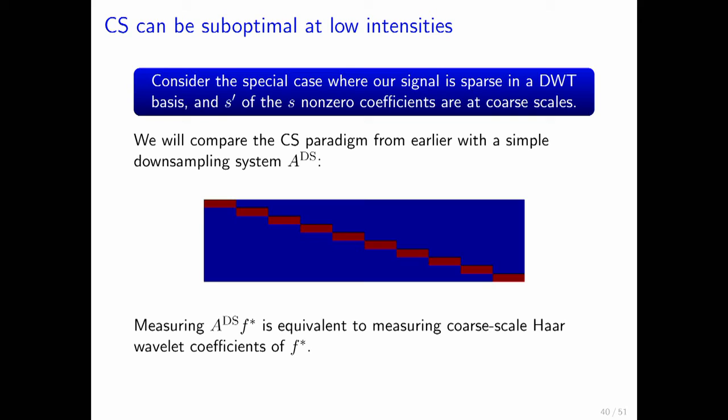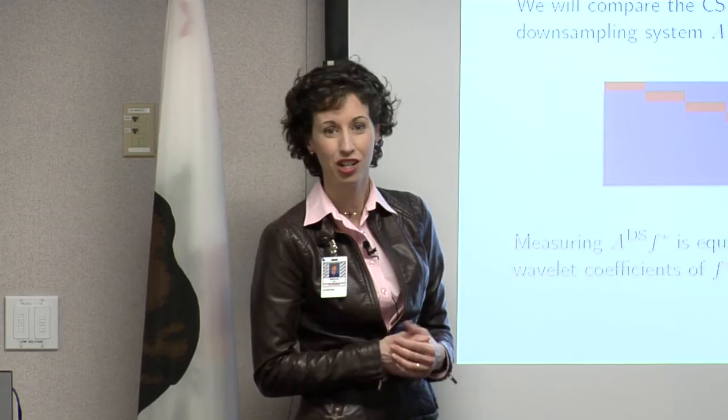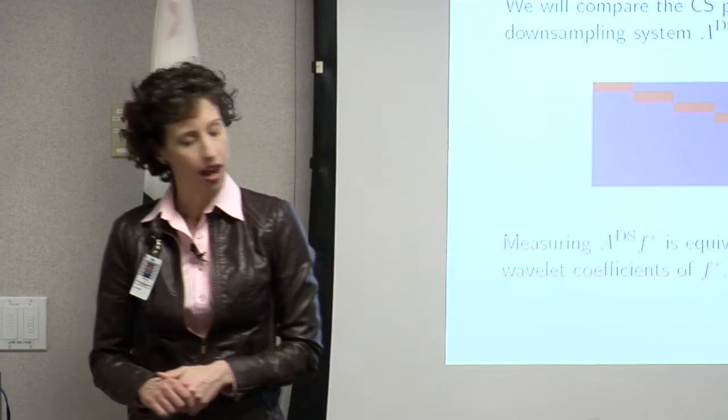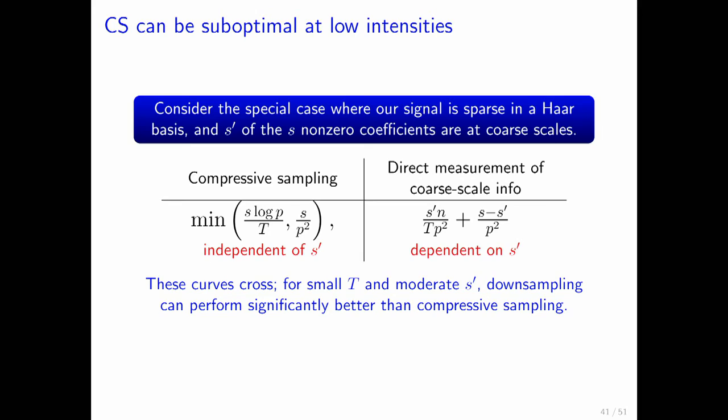So what we can do is compare compressed sensing with the mechanism that's in most night vision cameras, which is to just collect a really low resolution image, so each pixel has a relatively high signal-to-noise ratio. And we can actually compare and contrast these two paradigms. What we see is that with compressed sensing, these rates we derived are totally independent of how much low-frequency content is in the scene. Whereas if you just collect a low resolution image, so you're directly measuring your coarse coefficients and completely ignoring the fine scale coefficients, then the errors depend on S prime.